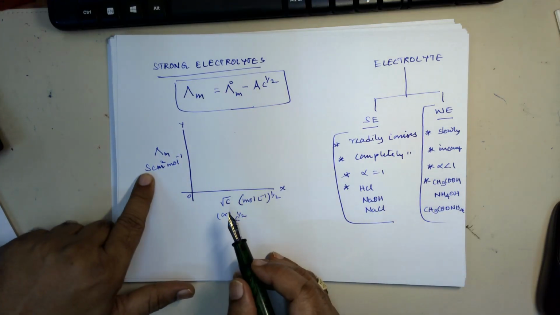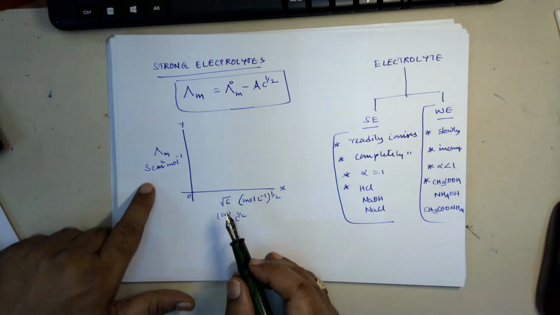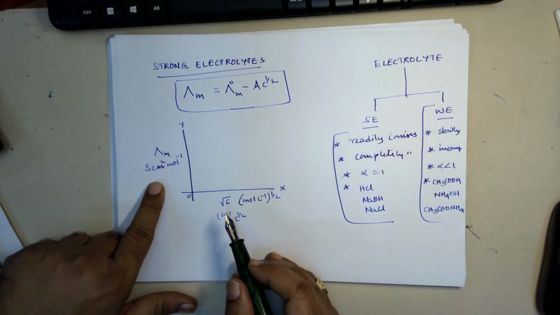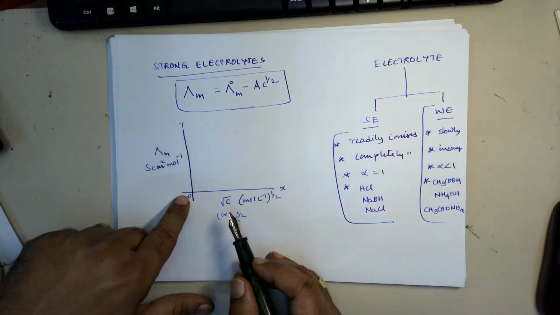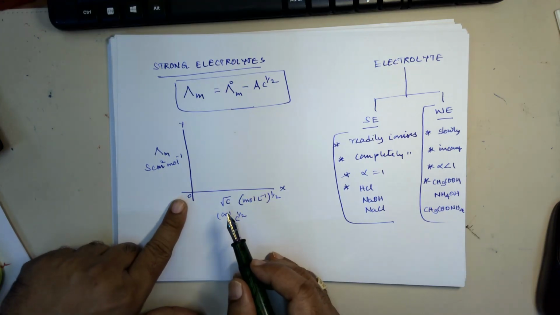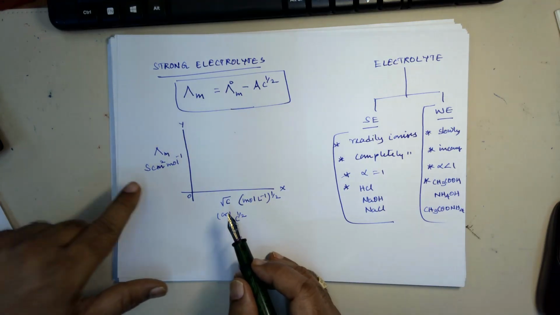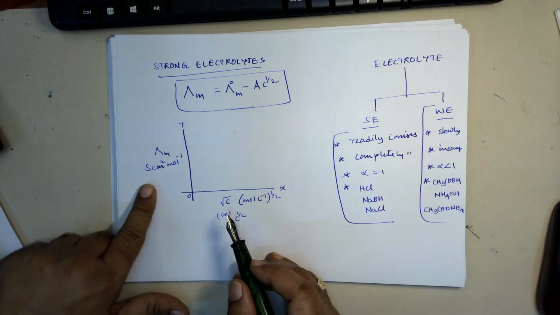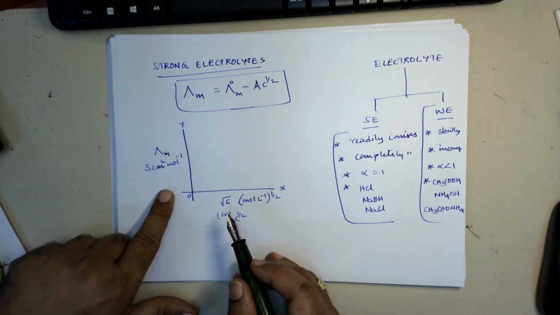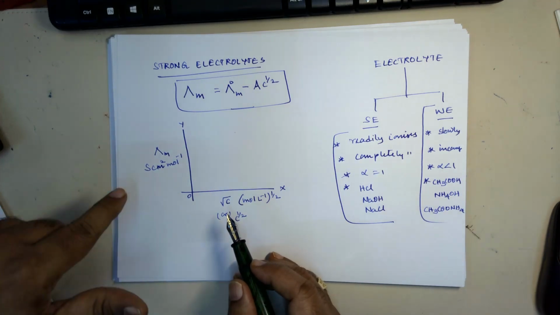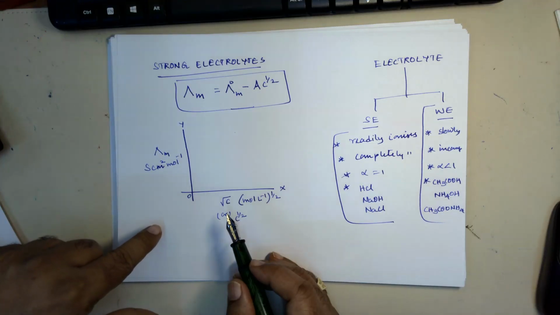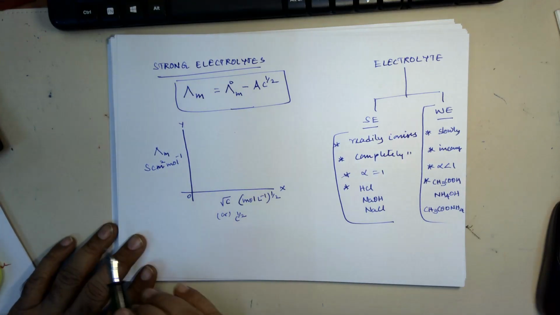And if it is to be indicated in terms of meter squared, what are we supposed to do? Multiply by 10 power minus 4. Why? Because 1 centimeter is equal to 10 power minus 2 meter. So 1 centimeter square means 10 power minus 4 meter square. So that you have to remember.